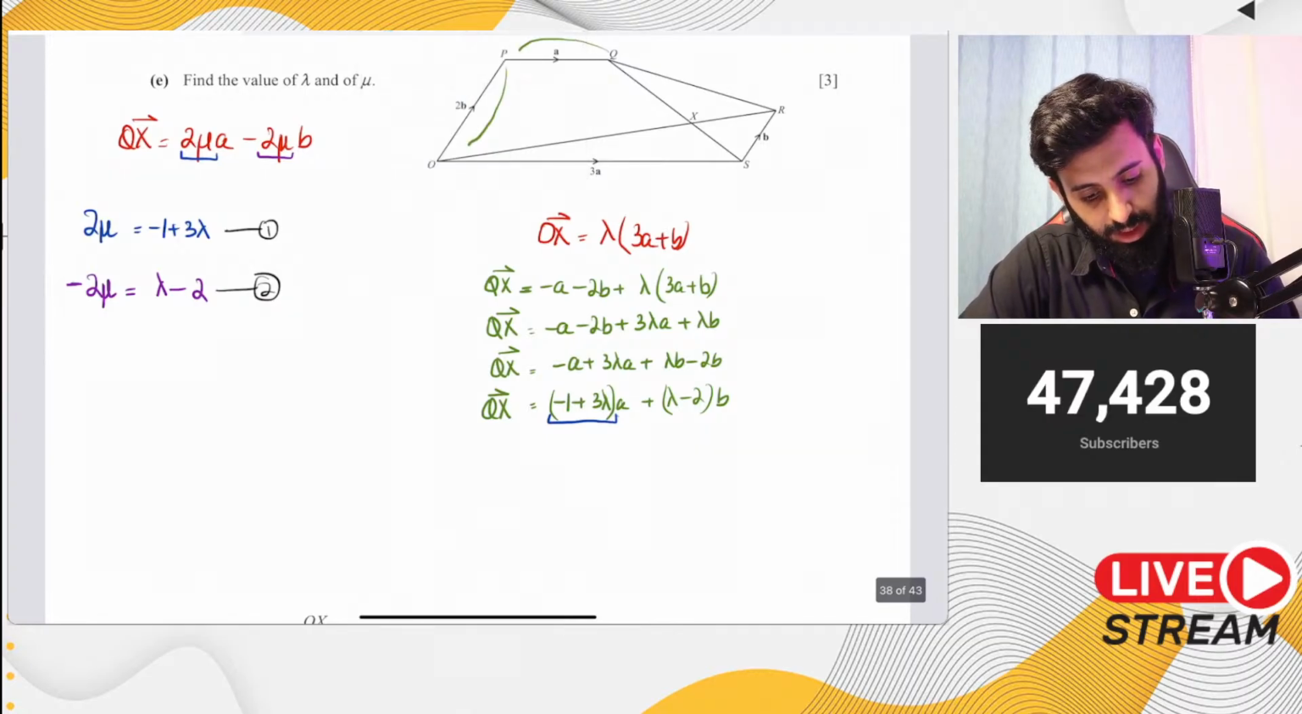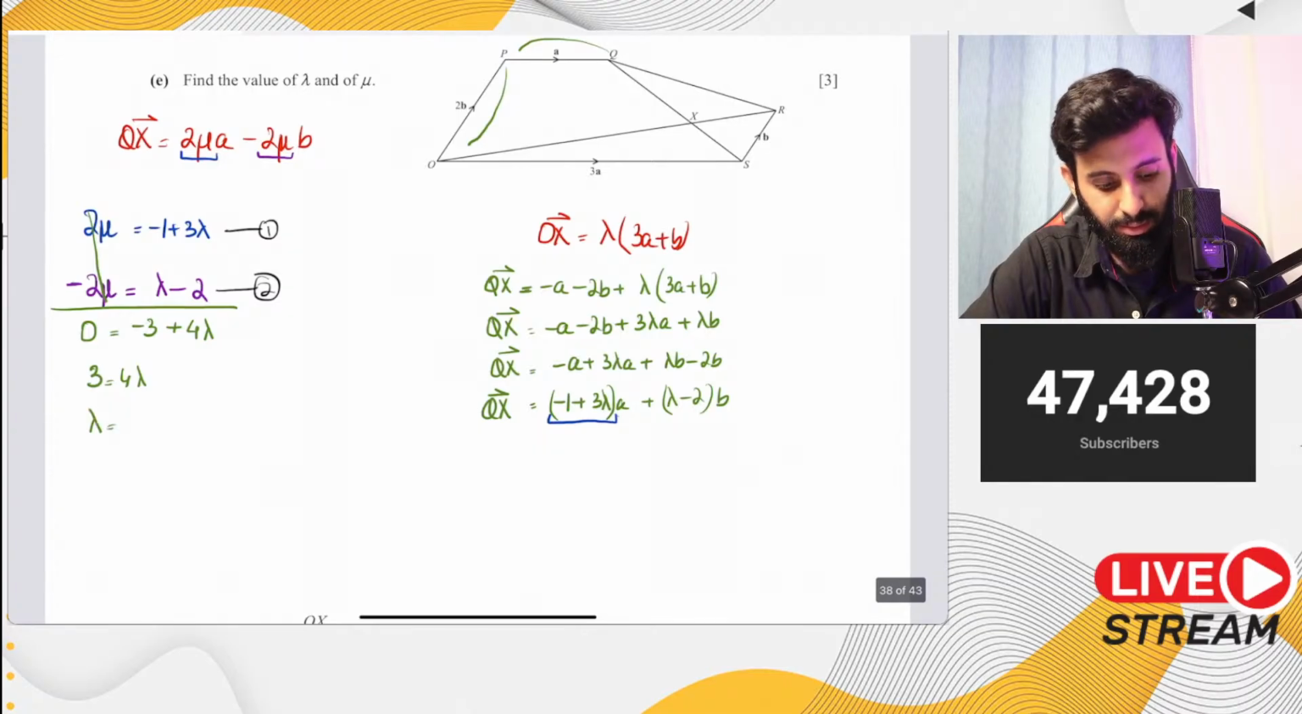So solving them simultaneously, I can simply add the two equations. If I add the two equations, this gets eliminated. So here we have 0, which is equal to minus 3 plus 4 lambda. Basically you have to solve them simultaneously, whatever method you use. So lambda is equal to 3 upon 4.